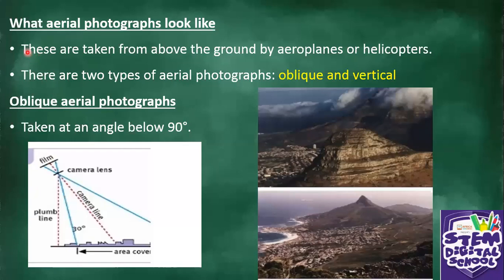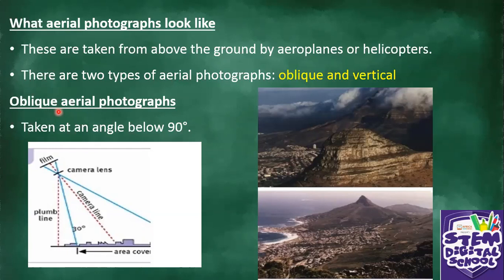So let's start by understanding these aerial photographs. What do they look like? These are taken from above the ground by aeroplanes or helicopters. So that's why they are called aerial photographs. So there are two types of aerial photographs, the oblique and the vertical. Let's start by looking at the oblique aerial photographs.